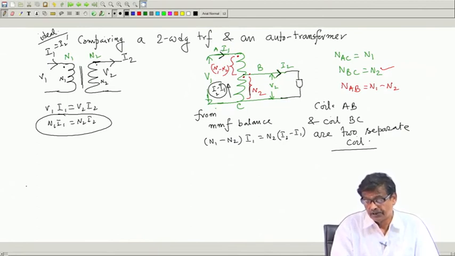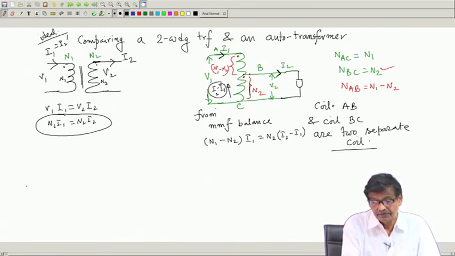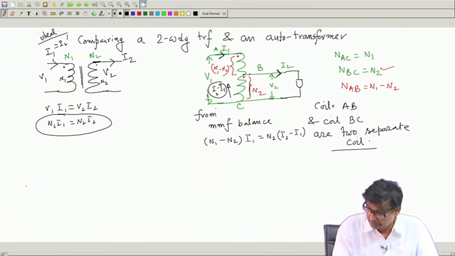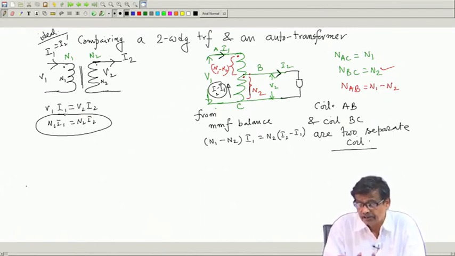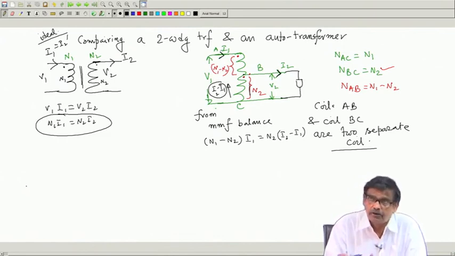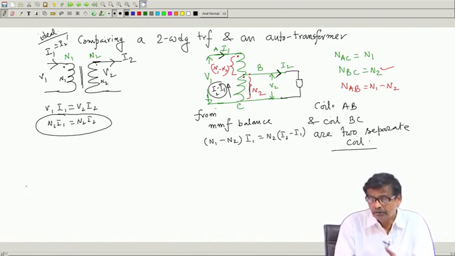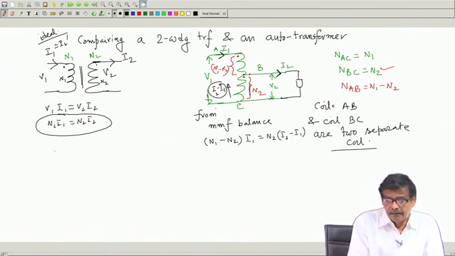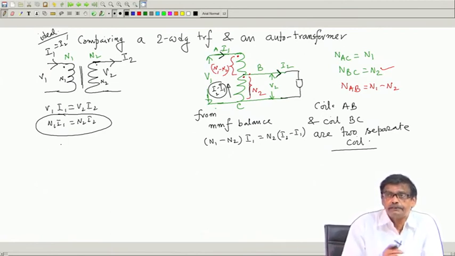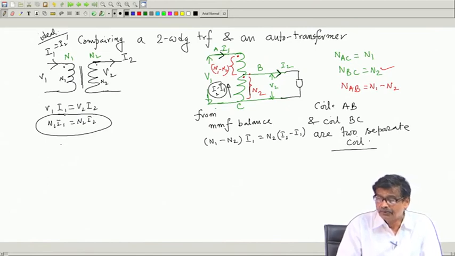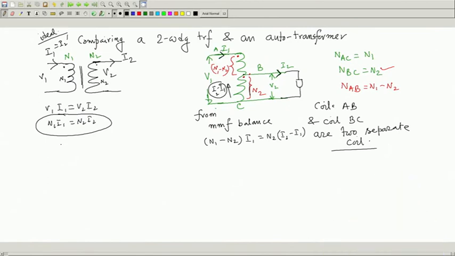Total number of turns N 1 here, secondary turns N 2 here, and I will deliver a current I 2 to the load. Here also I will deliver a current to the load I 2, but incidentally this current delivered to the load is not the current flowing through this portion of the coil, that is a different issue. Overall, as a black box, I must be able to deliver I 2 current as I am doing it here. So, N 1 N 2 for both these transformers the number are same because flux level is same and N 1 I 1 equal to N 2 I 2.